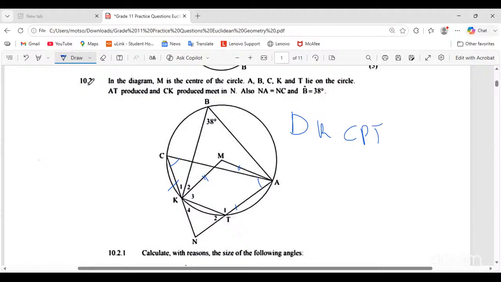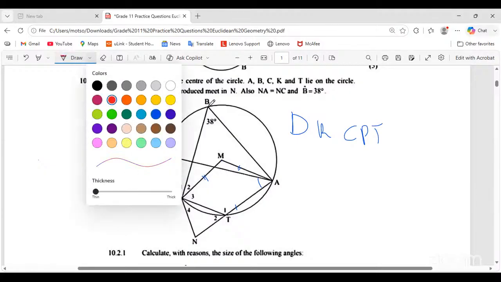What are the properties of a cyclic quad that we know? Opposite angles of a cyclic quad are supplementary. They add up to 180 degrees. B plus T1 is equal to 180 degrees. Now we simply can find that T1 and this angle BAT plus this angle BKT is equal to 180 degrees. Okay, now which one can we say we can use? Oh, we have something like a bow tie here.